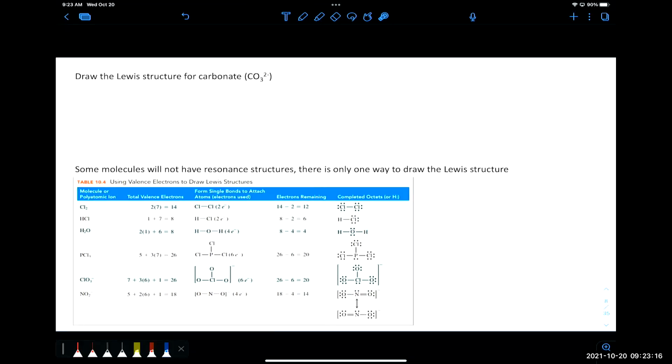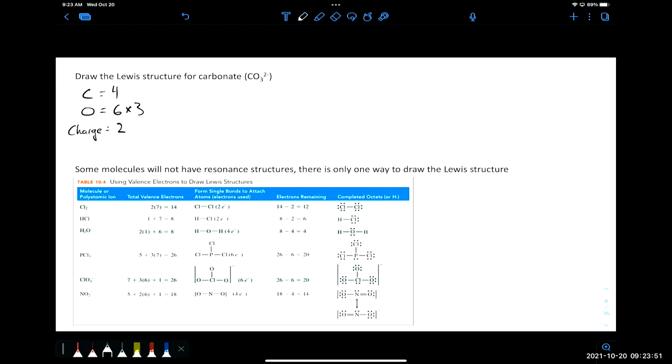All right, so let's do another example here. We'll draw the Lewis structure for carbonate. Carbon is going to be 4 valence electrons, oxygen is 6, and then we have 3 oxygens, so multiply that by 3. We also have a charge. Our charge here is a -2. Whenever we have a negative charge, we add electrons. We're going to add 2 more electrons for that charge.